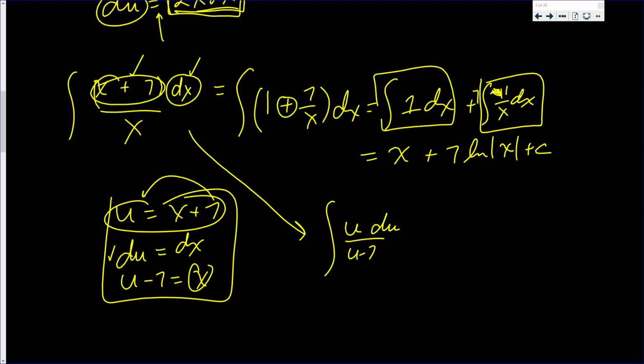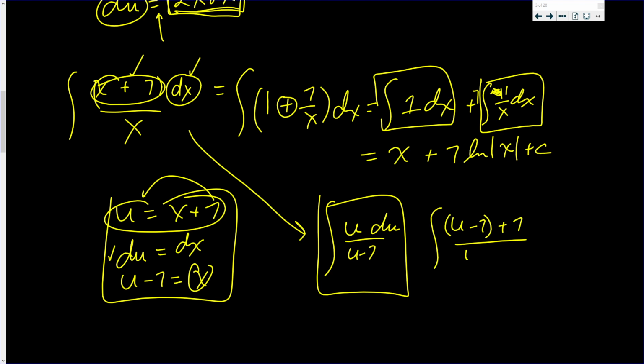I still have the degree of the top being at least as big as the degree of the bottom, and now it's harder to do the division. In fact, if somebody gave me that problem, I would think of the numerator as u minus 7 plus 7, all over u minus 7, du. Well, this division is going to give me 1 plus 7 over that.